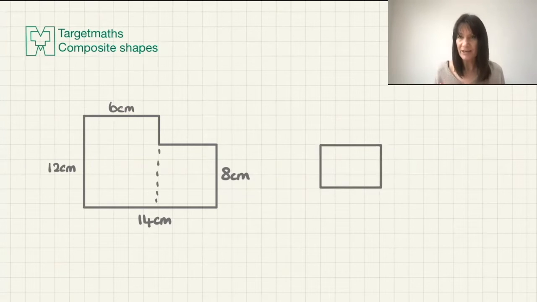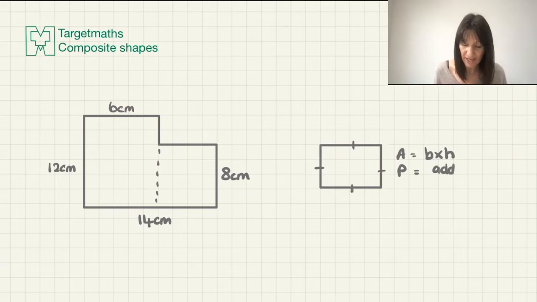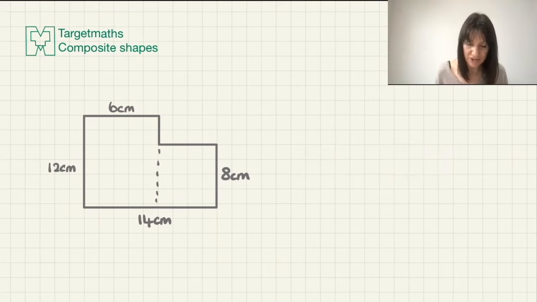Now, when I'm working in just rectangles and nothing else, then I'm in quite a good, comfortable place because I know about rectangles. I know that to find the area of a rectangle, I've got to do base times height. I should know that the perimeter is add all the edges. Okay, and I'm going to transfer that knowledge into this question to help me find areas and perimeters of composite shapes. So let's take a little look at this particular question.